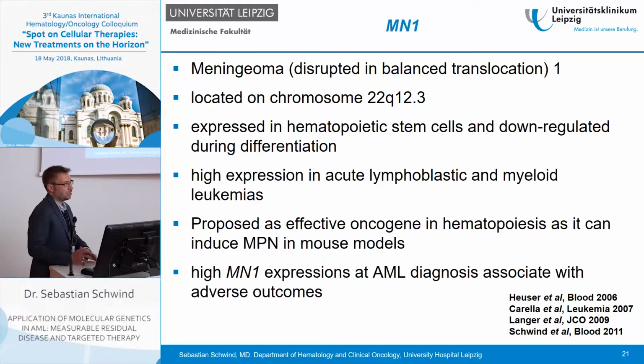Another gene that we studied is meningioma 1, which is located on chromosome 22, and it's also expressed in hematopoietic stem cells and downregulated during differentiation. It was also found that this gene is highly expressed in acute lymphoblastic and myeloid leukemias. It's also associated with worse outcomes when it's expressed highly at time point of diagnosis.